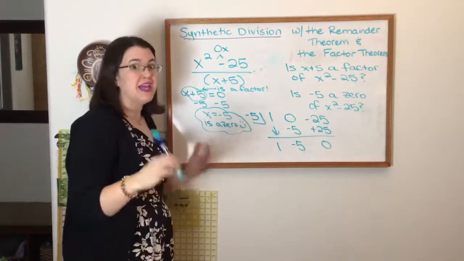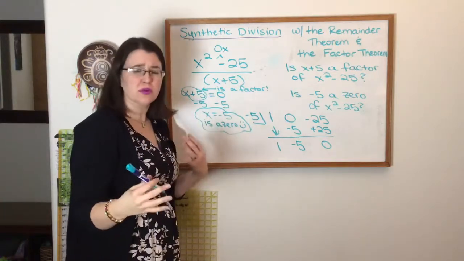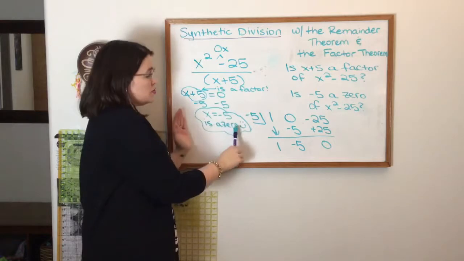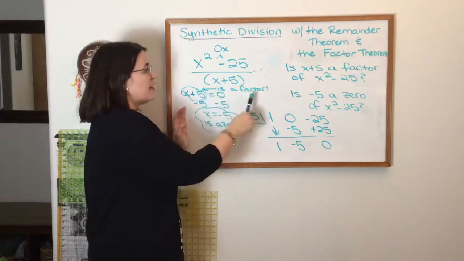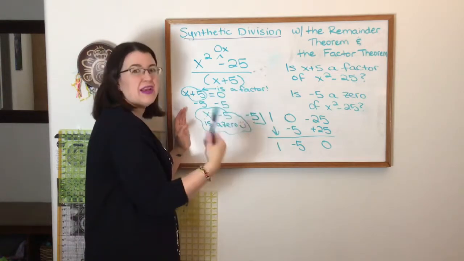All right, you're testing the same thing, it just is two different words for it, because usually when you're talking zeros, you're looking at the graph, where the graph hits. If you're talking factors, you're usually talking about dividing it or factoring it.